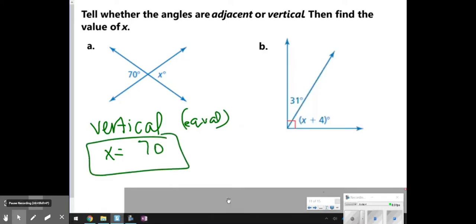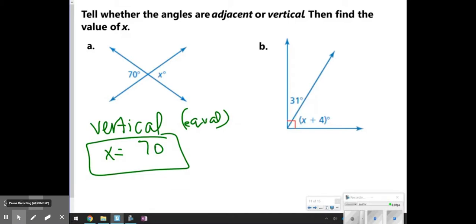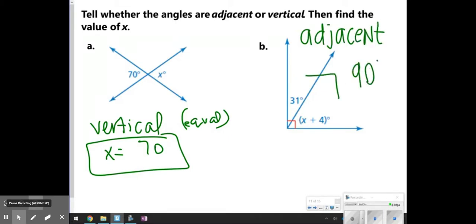This one over here is a little bit different. Notice they're not across from one another, so these would be considered adjacent. And we've got a little bit of a dilemma here. We know that this whole entire corner, both of these, should be equal to 90 degrees. We've already taken care of 31 degrees, so maybe if we figure out how many degrees is left, we can see how much it's going to be equal to. So I'm going to just take 31 away from 90.